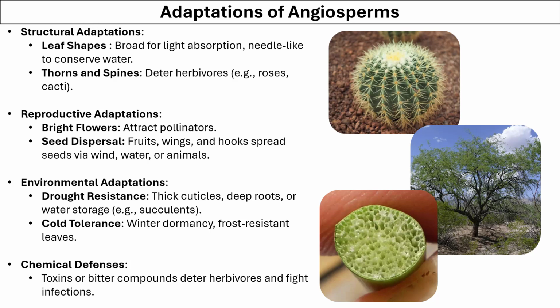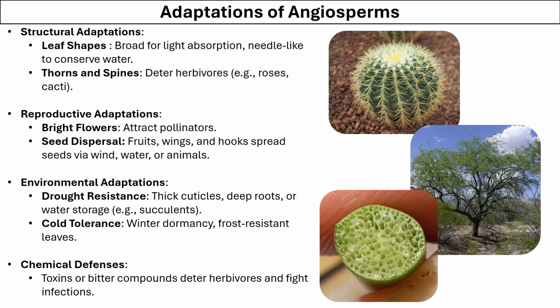For this purpose, they may have fruits which the animals eat, and in that process they also disperse the seeds. The seeds can also have wings or hooks which help them in dispersal through wind and water.